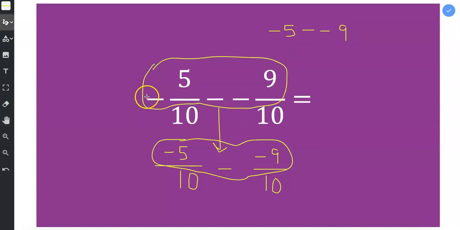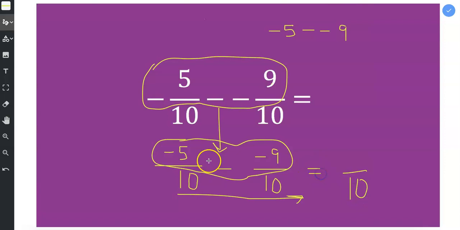Basically, I'm trying to get you to recognize that we need to pay attention to those signs. And we're taking a -5 and we're subtracting a -9. So however you need to set it up so that you see this is the problem, go ahead and do it that way. Now, the next step I'm going to take is I'm going to make sure the denominators are the same. And they are, so I don't need to make any other changes to this before I can go ahead and subtract.